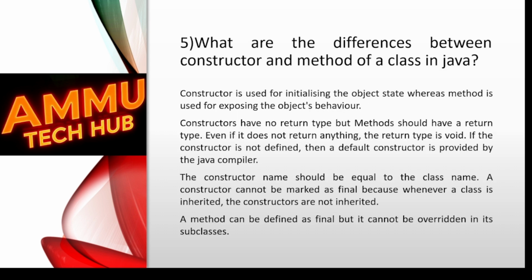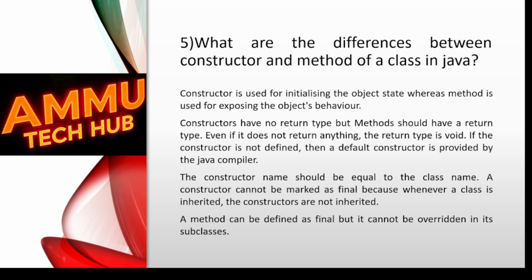What are the differences between constructor and method of a class in Java? Constructor is used for initializing the object state, whereas method is used for exposing the object's behavior. Constructors have no return type, but methods should have a return type. Even if it does not return anything, the return type is void.